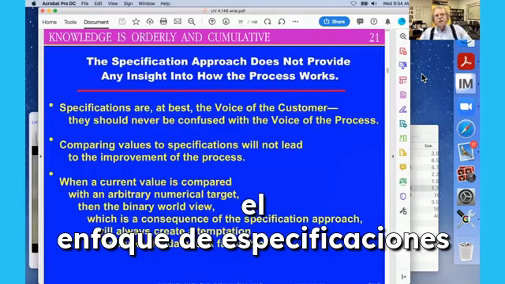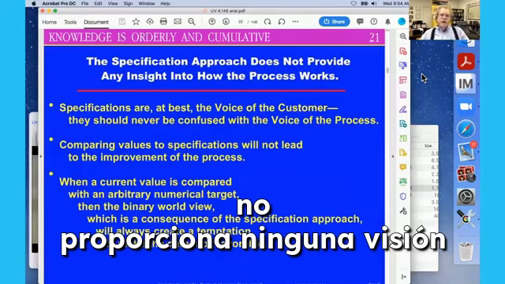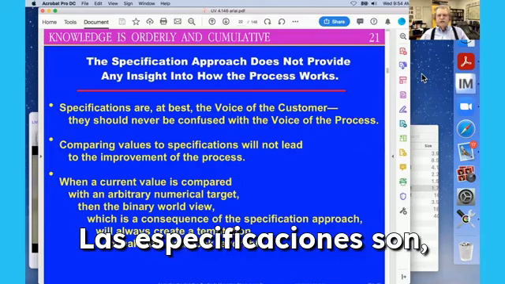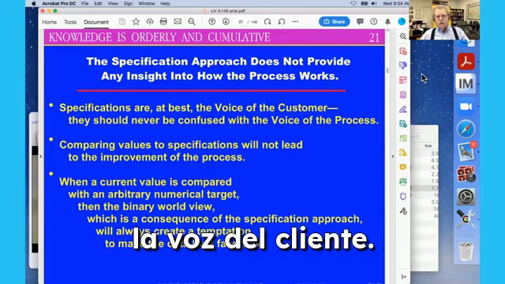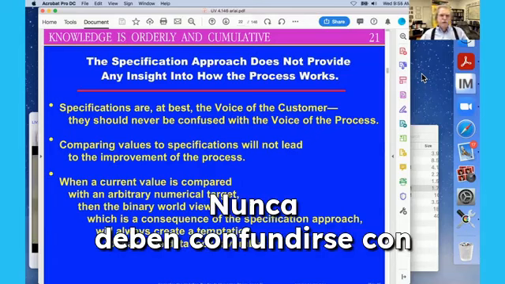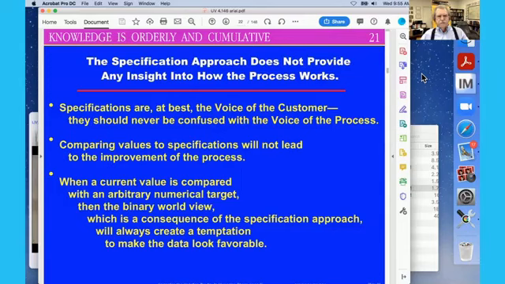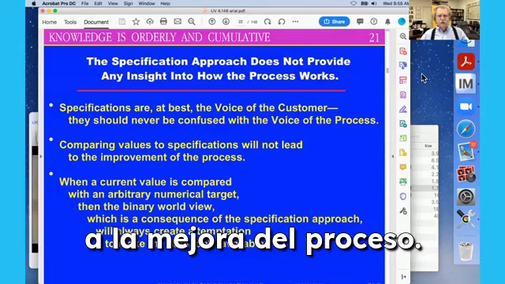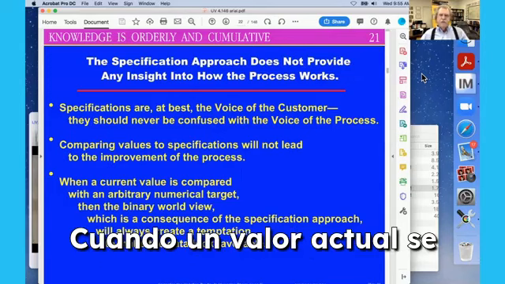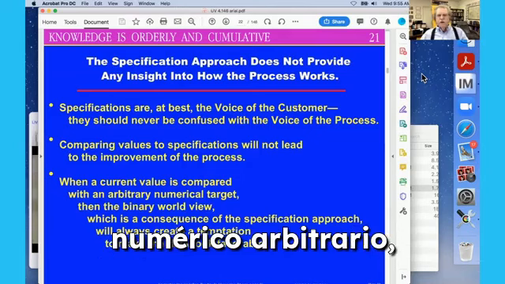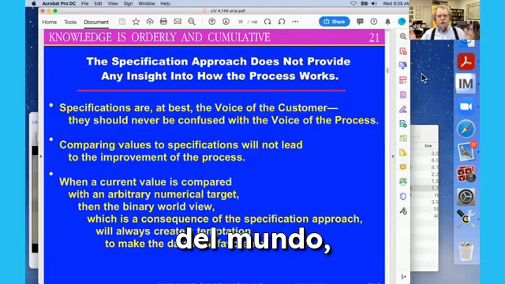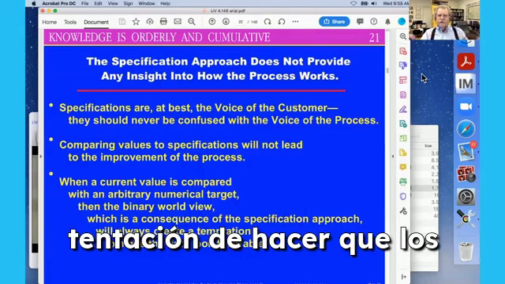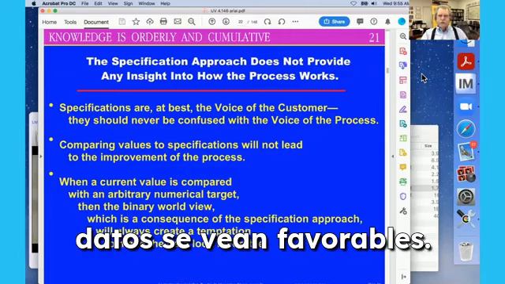You see, the specification approach does not provide any insight into how the process works. Specifications are at best the voice of the customer. They should never be confused with the voice of the process. Comparing values to specifications will not lead to the improvement of the process. But when a current value is compared with an arbitrary numerical target, then the binary worldview, which is a consequence of the specification approach, will kick in and will create a temptation to make the data look favorable.